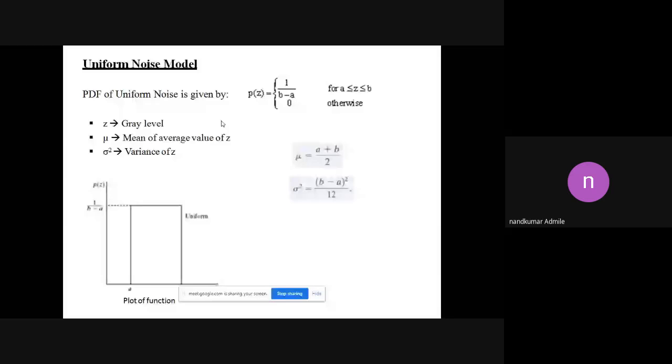Okay, so in a uniform noise model, if we observe an image, in this type of noise model the noise level is constant. At every intensity, or at every individual pixel level, the noise is constant. So that's why we call it a uniform noise model. By using a plot and mean and variance equations, we can represent the uniform noise model.